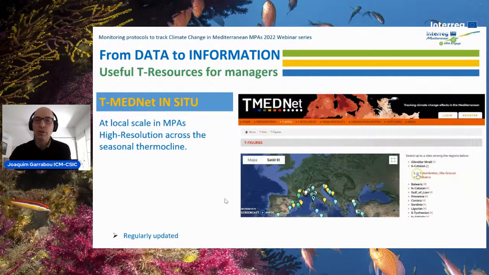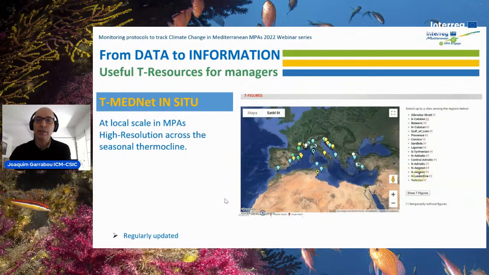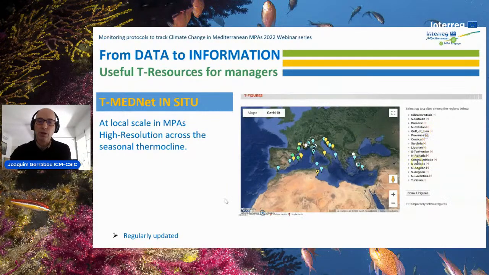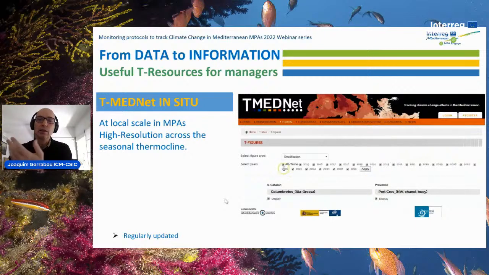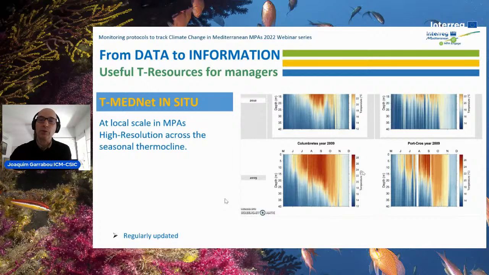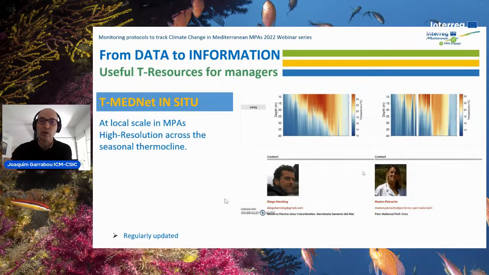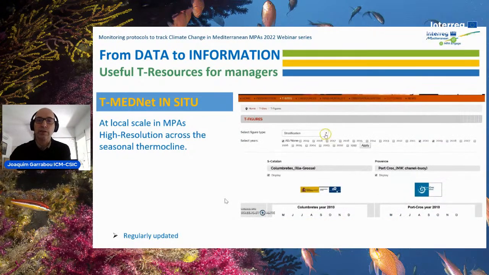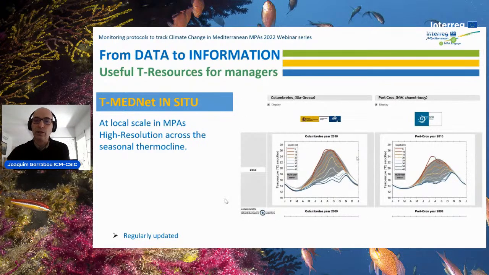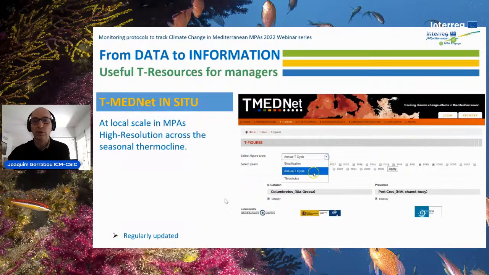For instance, here you can select different places where temperature surveys have been conducted, or where the temperature monitoring protocol has been implemented, and then you can see, for several years, what the temperature conditions have been in these two areas, in the Columbretes marine protected area and in Port-Cros National Park. So you have the figures that Nathaniel has shown you, but we have different kinds of figures that you can explore and see what's going on there.